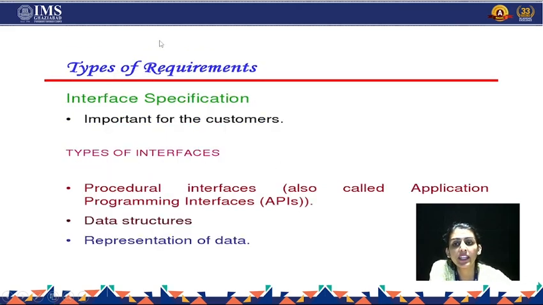Next we have the interface specification, which is important for the customers, and which tells us how many and what types of interfaces are required. That means if any procedural interfaces are there, like some APIs, application programming interfaces, what data structures are there, and how we have to represent the data.